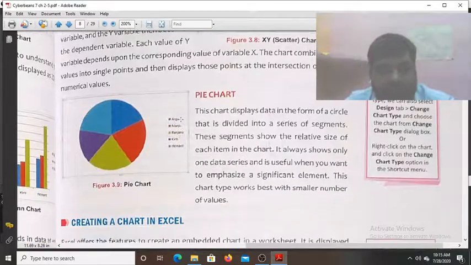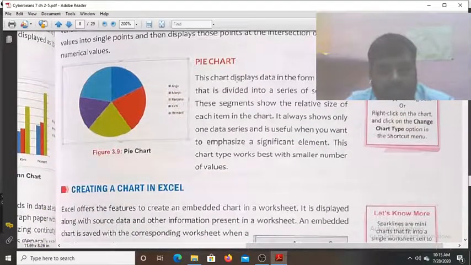Now next is the pie chart. This chart displays the data in the form of a circle, and the circle is divided into a series of segments. These segments show the relative size of each item in the chart. Now, whichever segment or sector size is more, that represents the more marks obtained. It always shows only one data series and is useful when you want to emphasize a significant element. This chart type works best with a smaller number of values, when the values are small.